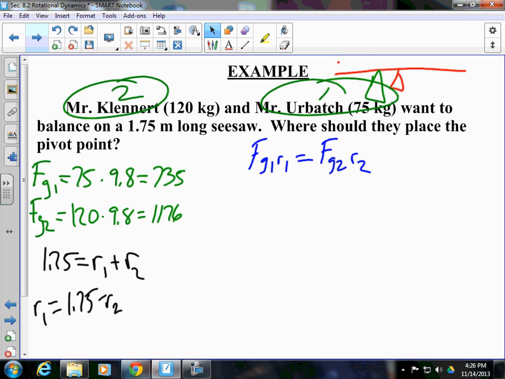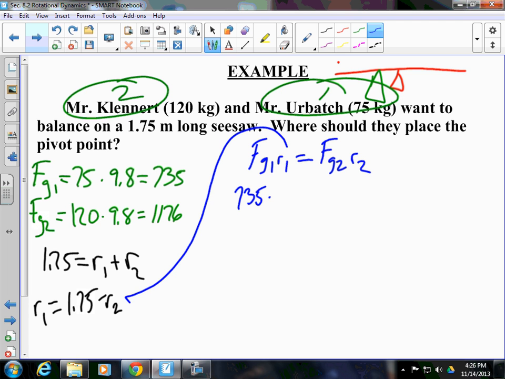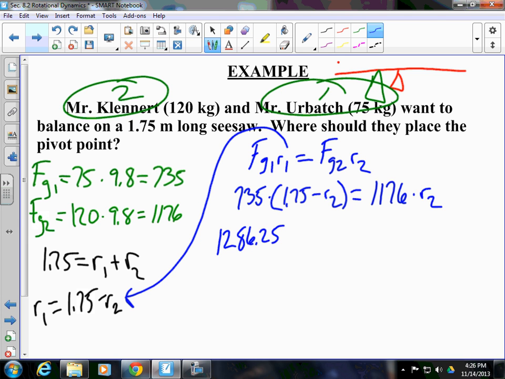So we're going to go ahead now and plug in our numbers. Fg1 is for Urbach. That's 735 times R1. Well, we know that R1 is equal to 1.75 minus R2, which is equal to Fg2, my force in newtons, 1176 times R2. Now you can see that we're going to solve for R2. We do a little distributive property action, and we get 1286.25 minus 735 R2 is equal to 1176 R2.